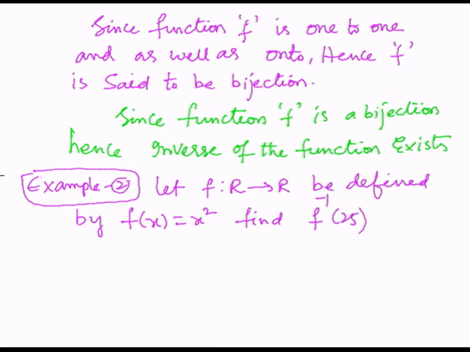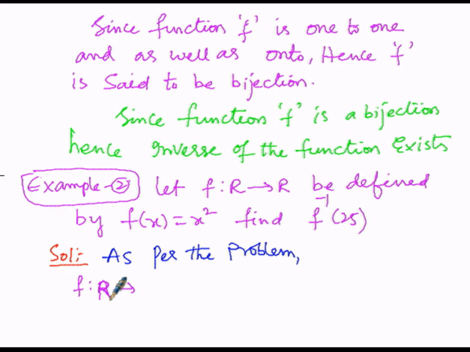Now solution starts. So in our solution, as per the problem, the function which is given to us is f, which is from R to R and defined by f of x is equal to x square.